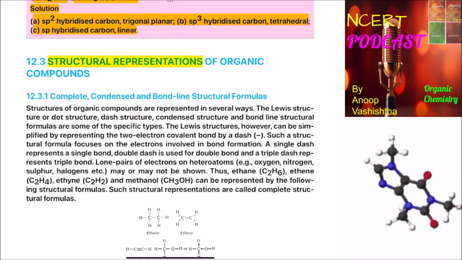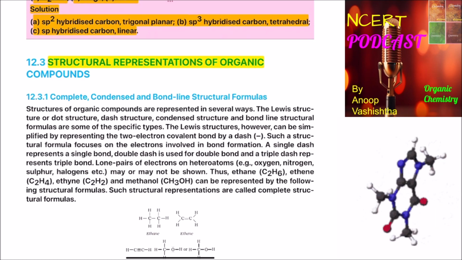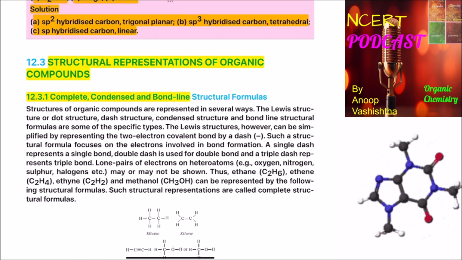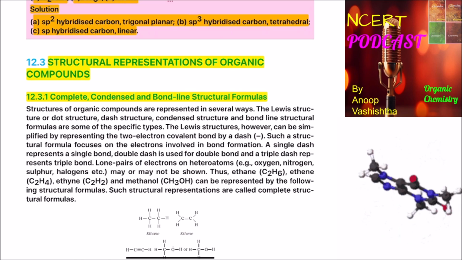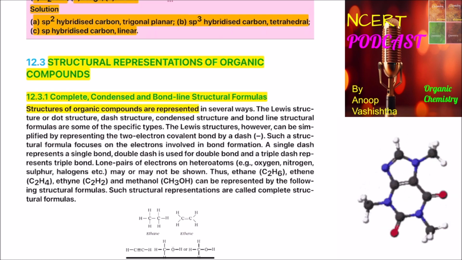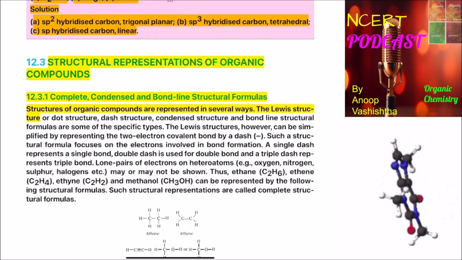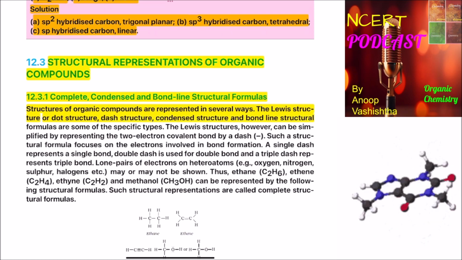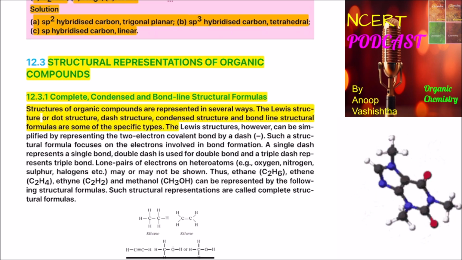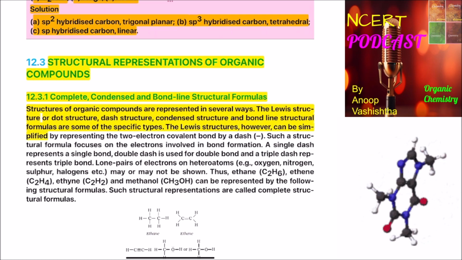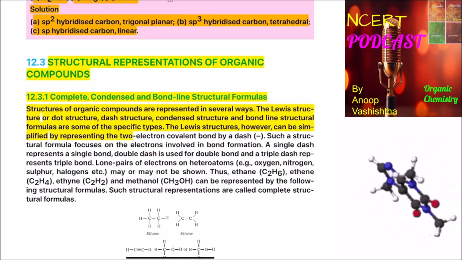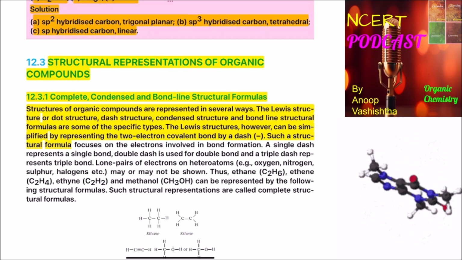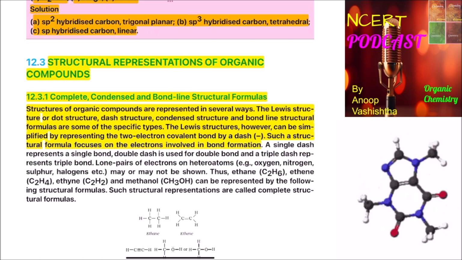Structural representation of organic compounds. 12.3.1. Complete, condensed and bond-line structural formulas. Structures of organic compounds are represented in several ways. The Lewis structure or dot structure, dash structure, condensed structure and the bond-line structural formulas are some of the specific types. The Lewis structures, however, can be simplified by representing the two electron covalent bond by a dash. Such a structural formula focuses on the electrons involved in bond formation.